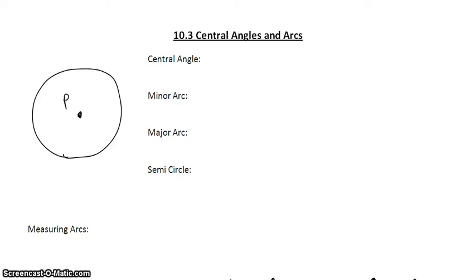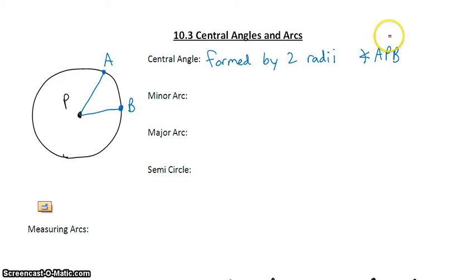The first definition we need to go over is central angle. A central angle is formed by two radii. In the circle P, if I draw in one radius and a second radius, angle APB is a central angle. Notice that P is the vertex of my angle and it's the center of my circle.